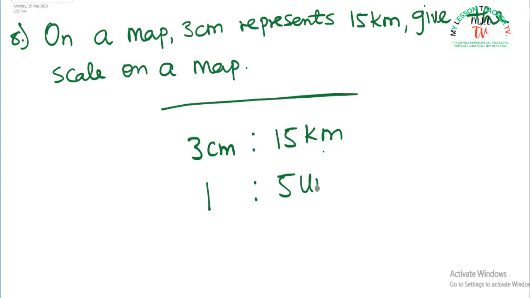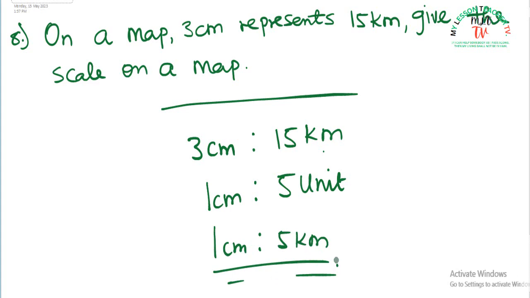You can call it 1 cm to 5 units, or 1 cm to 5 kilometers, depending on what the unit is. But in this case, we can say it is 1 cm to 5 kilometers. So this is the scale.